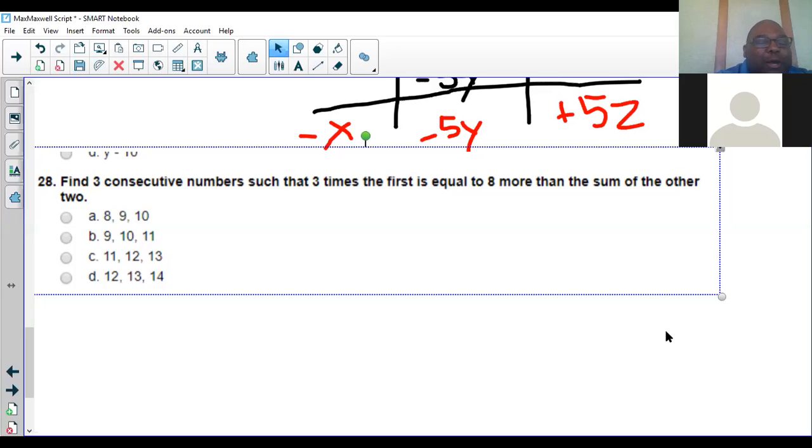So we know that consecutive means one right after another. Each one of these, A, B, C, and D, look like consecutive numbers. So that was the first criteria. The next criteria: 3 times the first number. So 3 times 8 would be what?